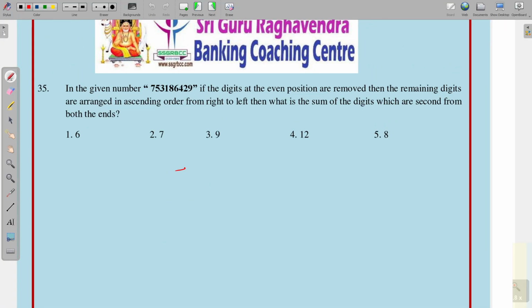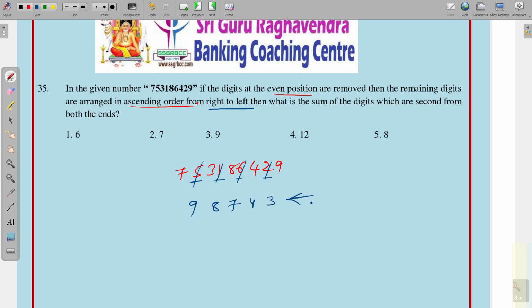In the given number 7, 5, 3, 1, 8, 6, 4, 2, 9, if the digits at the even positions are removed, then the remaining digits are arranged in ascending order. First of all, even places are removed: 1, 2, 4, 6 and 8. After that, we write all in ascending order from right to left: 3, 4, 7, 8 and 9.